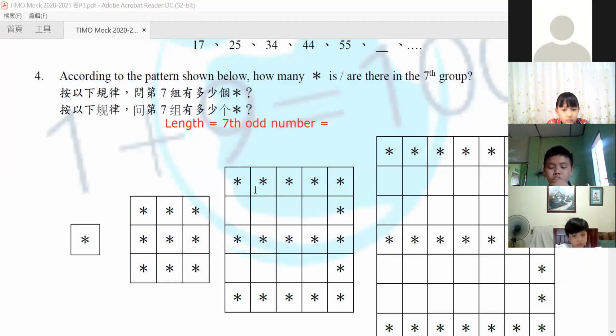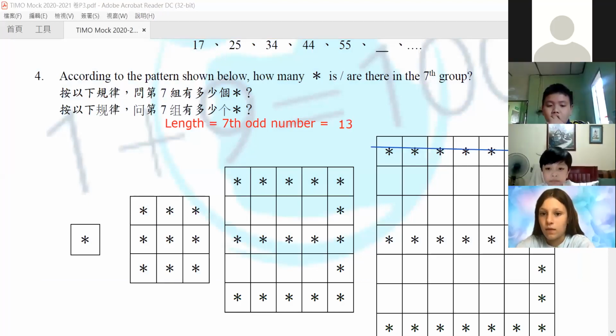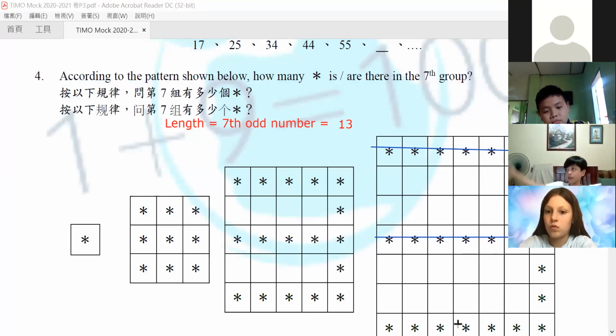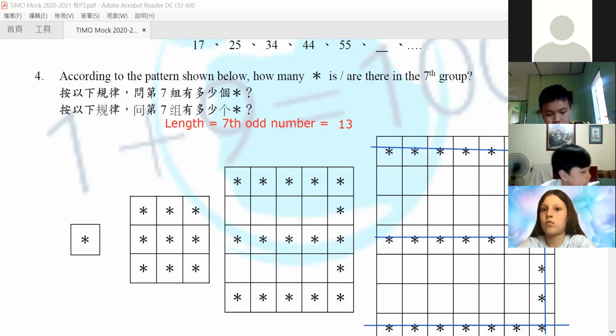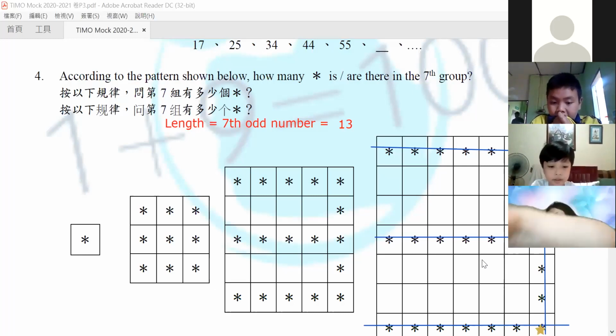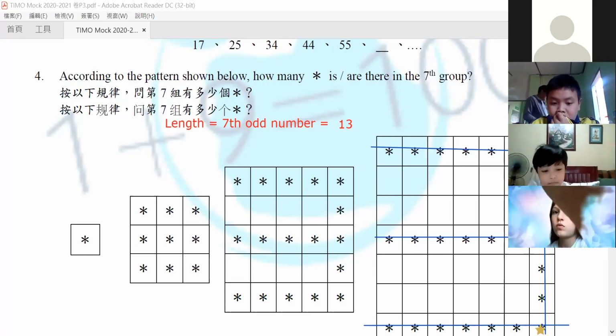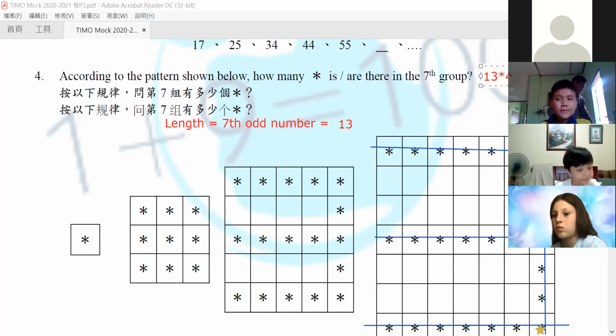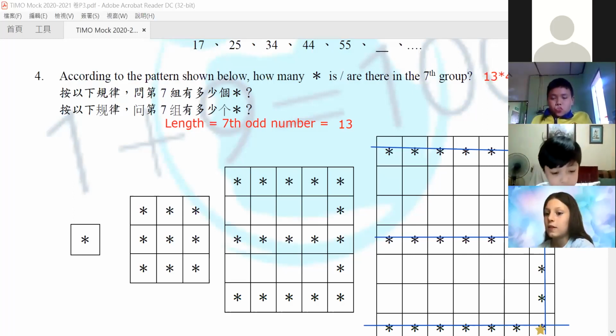So as long as we know that it is 13, then we can calculate. If it's 13, so this line must be of length 13, right? This line is also of length 13. The last line is also the length of 13. So we have four lines of length 13, but we have three stars, which is a multiple. So we need to subtract the three. So the answer would be equal to 13 times 4 minus 3, which is equal to 49. Is 49 our answer? All right, 49 is our answer.